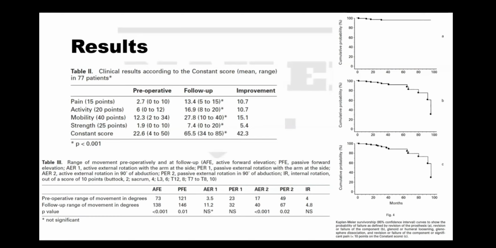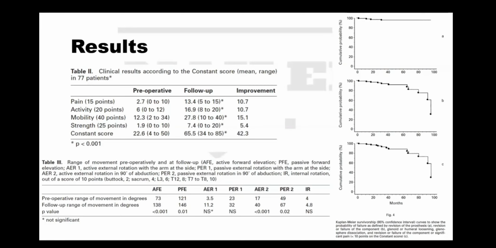If you go down to table 3, this is a full range of motion scale that they went through: active forward flexion, then passive forward elevation, active external rotation, passive external rotation, active external rotation with abduction, as well as passive external rotation with abduction, and then internal rotation. You can see the top row is, again, preoperative, with the postoperative being below it. And you can see a decent amount of these were also significant, so improvement in the range of motion following the surgery as well.